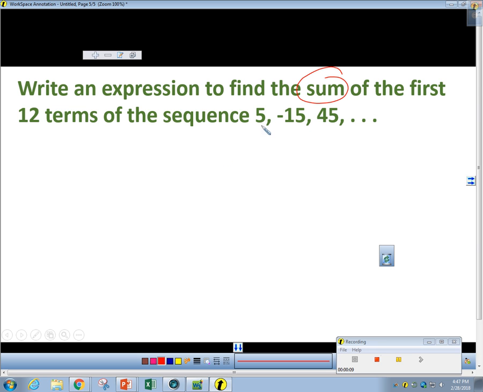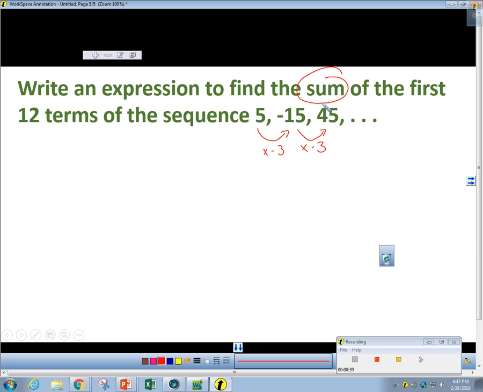Okay, I got this sequence 5, negative 15, 45. And it looks like I am multiplying, and I'm multiplying by a negative number because it's bouncing from positive to negative to positive. Looks like I'm multiplying by negative 3. So I'm multiplying, so that's geometric. It's asking me to find the sum, and sum is dealing with adding, so that's a little confusing.